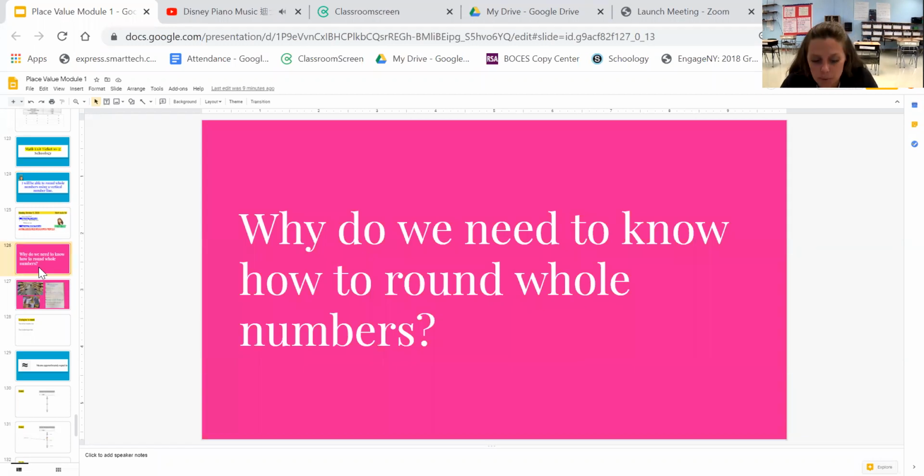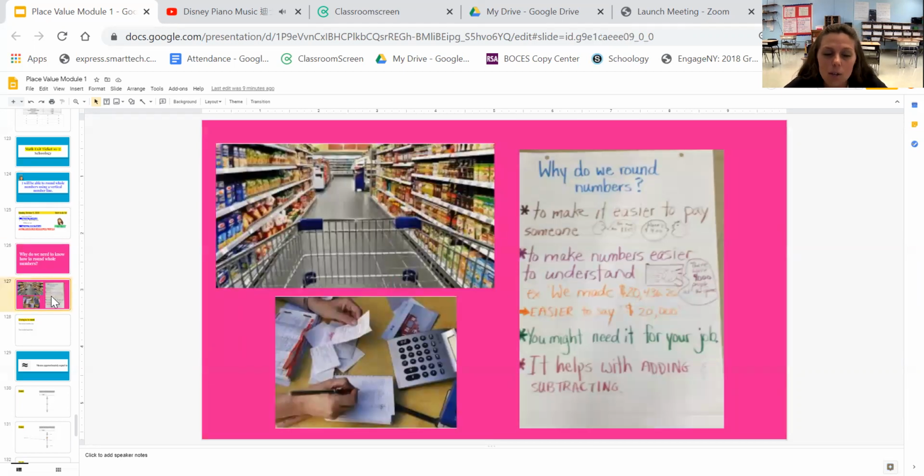My question for you as we begin is, why do we need to know how to round whole numbers? I want you to think about, outside of math class or in school, when will you need to use this skill? I came up with a list of a few things. It makes it easier to pay someone, or for me, when I go shopping, I give myself a budget and I can quickly add things up or subtract things when I round them.